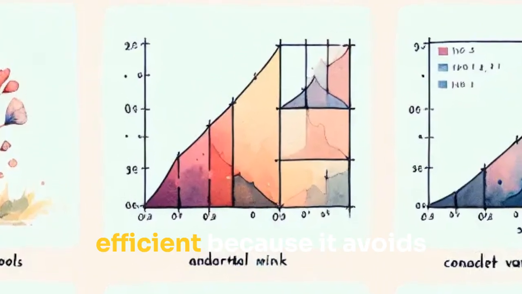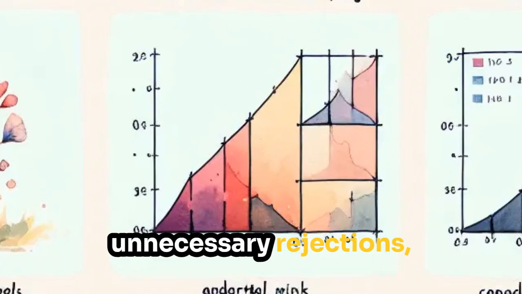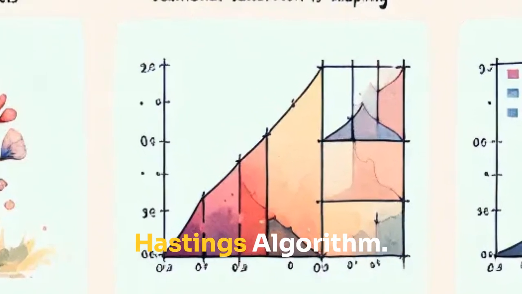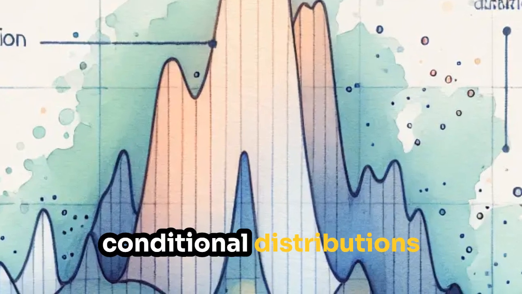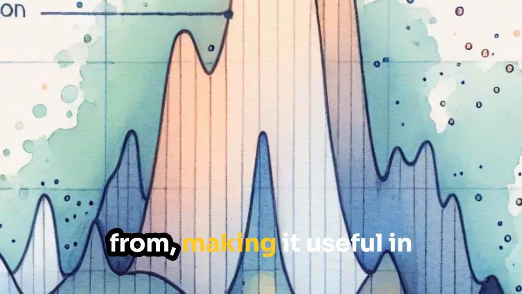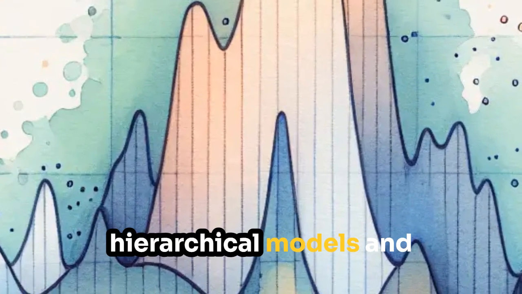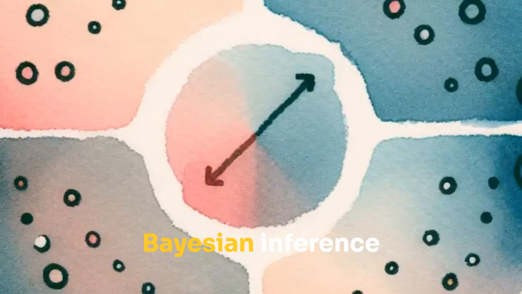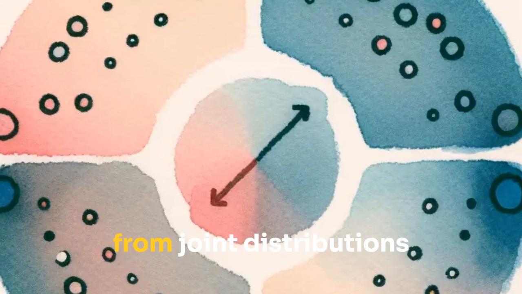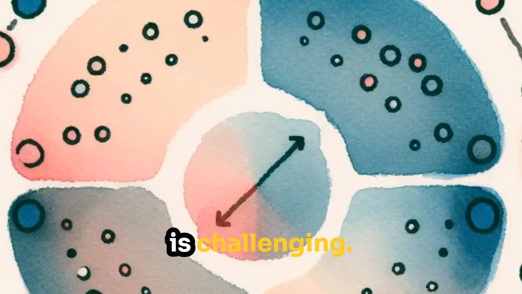Advantages of Gibbs sampling. Gibbs sampling is efficient because it avoids unnecessary rejections, unlike the Metropolis-Hastings algorithm. It works well when conditional distributions are easy to sample from, making it useful in hierarchical models and latent variable models. It is widely used in Bayesian inference, where direct sampling from joint distributions is challenging.